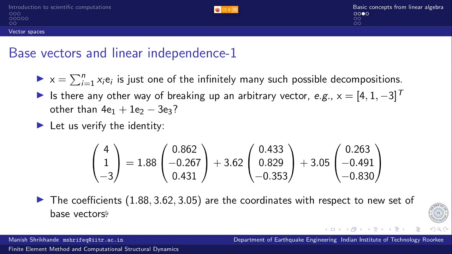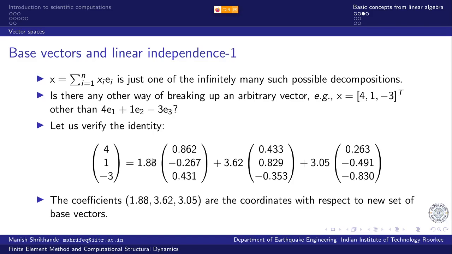respect to a new set of base vectors, and these are the new base vectors. So instead of referring to 1, 0, 0, 0, 1, 0 and 0, 0, 1 as the base vectors, which is what we call the Euclidean base vectors, we can alternately use these vectors as the base vectors, and with respect to these base vectors, these are the coordinates of that point. We are not changing the point.